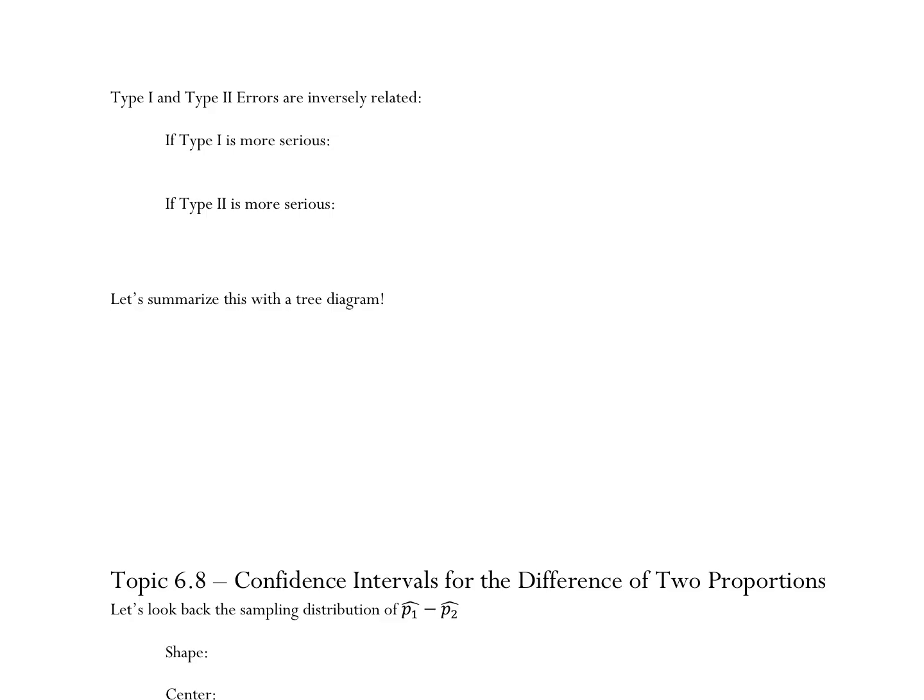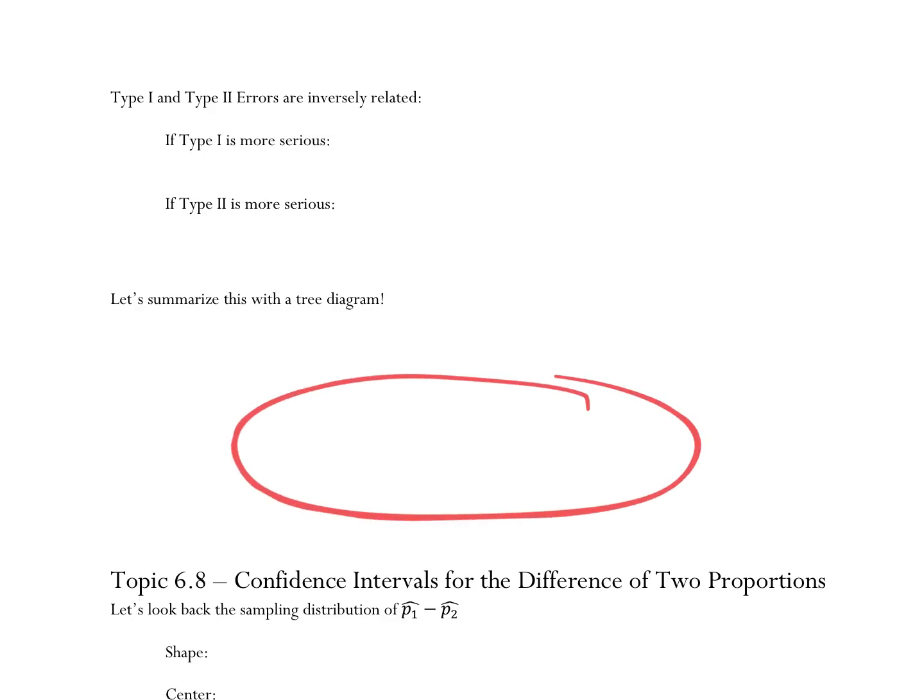Oh, hilarious. That tree diagram that I drew on the previous page, I was like, it should go here. So lastly, if type 1 is more serious, you want lower alpha. Lower alpha means I'm less likely to make a type 1 error. I am more likely to make a type 2 error. Type 1 error happens when I reject and I shouldn't. Type 2 error happens when I don't reject and I should. So they can't work in the same direction. If I'm increasing my probability of type 1, I'm decreasing type 2 and vice versa.